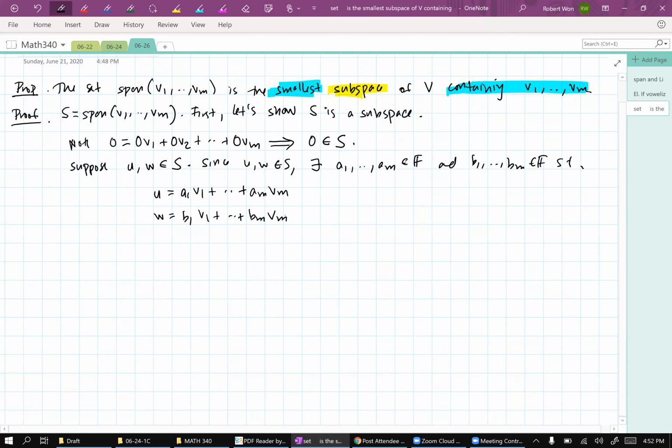I'm interested now in their sum, so I should add them together. But then you can group by which v they're associated to: (a1 plus b1) v1 plus up through (am plus bm) vm, which again shows that u plus w is a linear combination of v1 through vm, which means that u plus w is in the span of v1 through vm. In other words, u plus w is in fact in S.